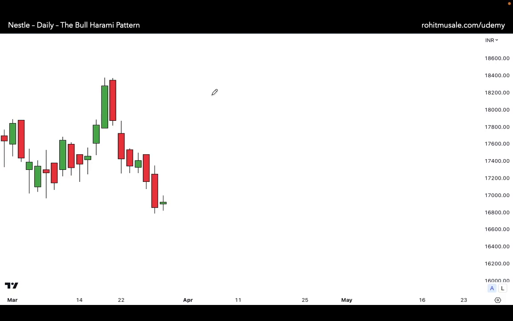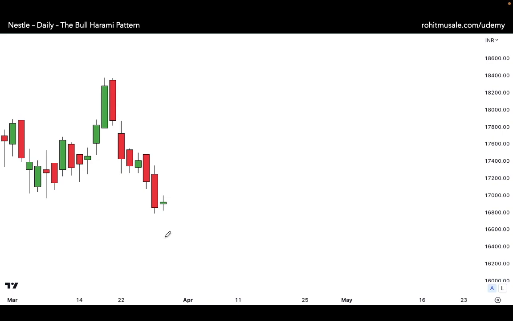In this video, we will look at the bull Harami pattern. It's a bullish reversal pattern. This is a daily time frame chart of Nestle India. You look at these two candles, that's a bull Harami pattern. And we will look at what the conditions are for a bull Harami pattern.